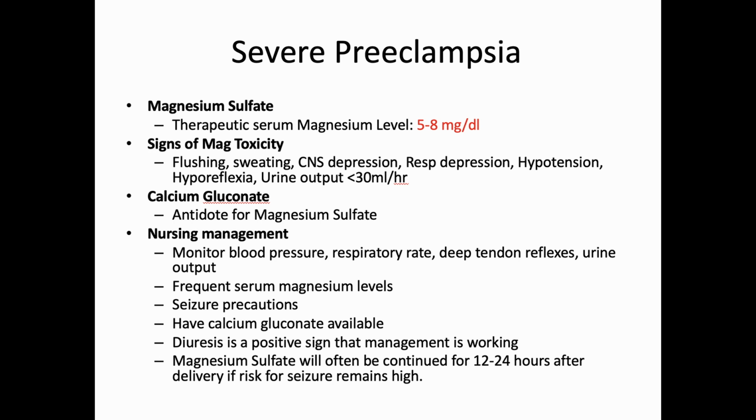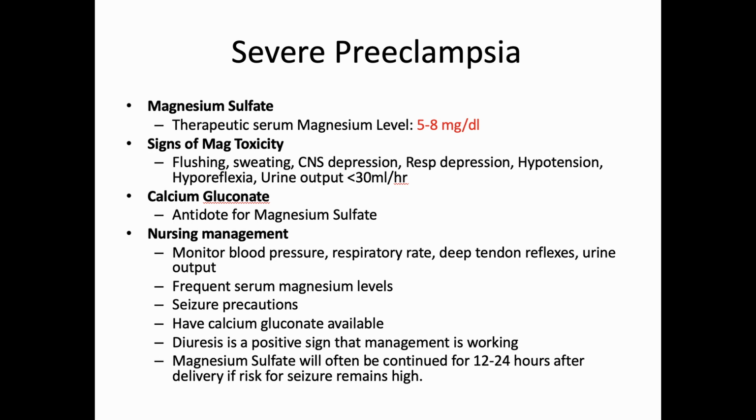So what that's going to look like: sweating, they're going to look flushed, CNS depression, respiratory depression is a big one, right? All of a sudden their respirations are 10. Hypotension, right? Again, we've now swung too far in the other direction. Now their blood pressure is too low. Hyporeflexia, right? So that's different than the hyperreflexia of preeclampsia. Hyporeflexia. So we do regularly check their reflexes, right? And a patient who has mag toxicity will not respond or have very weak responses to that stimuli.